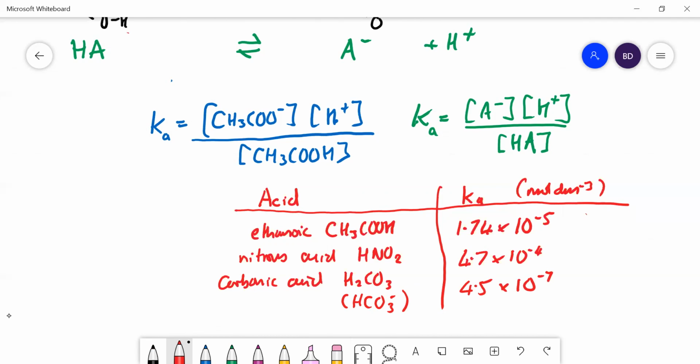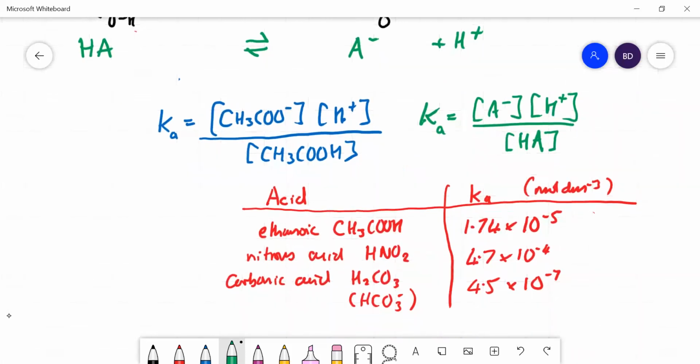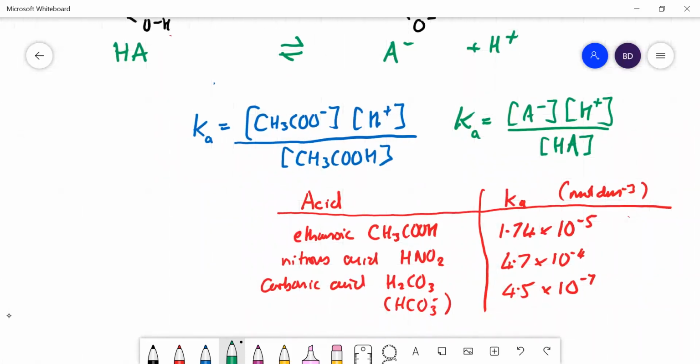So what does the size of Ka tell us about how strong the acid is? Well, if you've got a big value of Ka, it means the A- and H+ on the top are big and the HA is small. So hopefully you can see that the bigger the value of Ka, the stronger the weak acid is. Okay, so bigger Ka, the stronger the weak acid is.